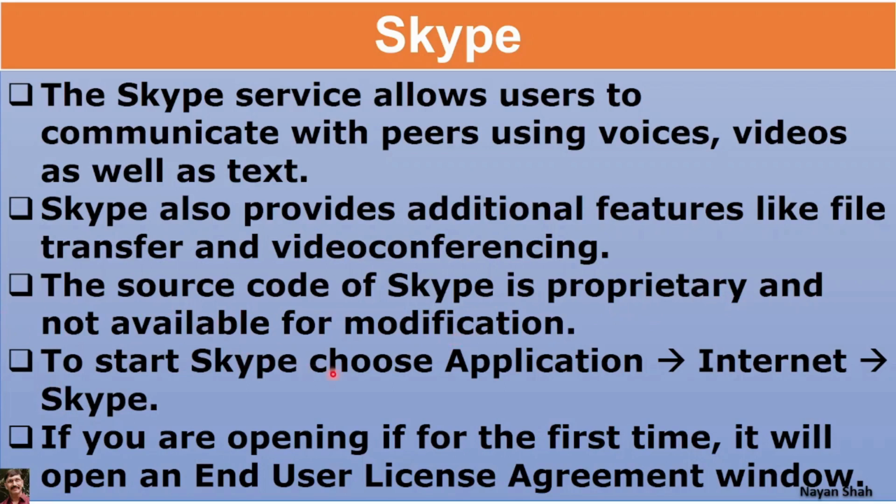To start Skype, if you install it in a Linux environment, you can start Skype by going to the application menu, then the internet option, and within the internet option you will have the Skype option. If you are opening it for the first time, it will open an end user license agreement window, which will ask you whether you agree with this and that, which happens in most software. So that is the Skype software.